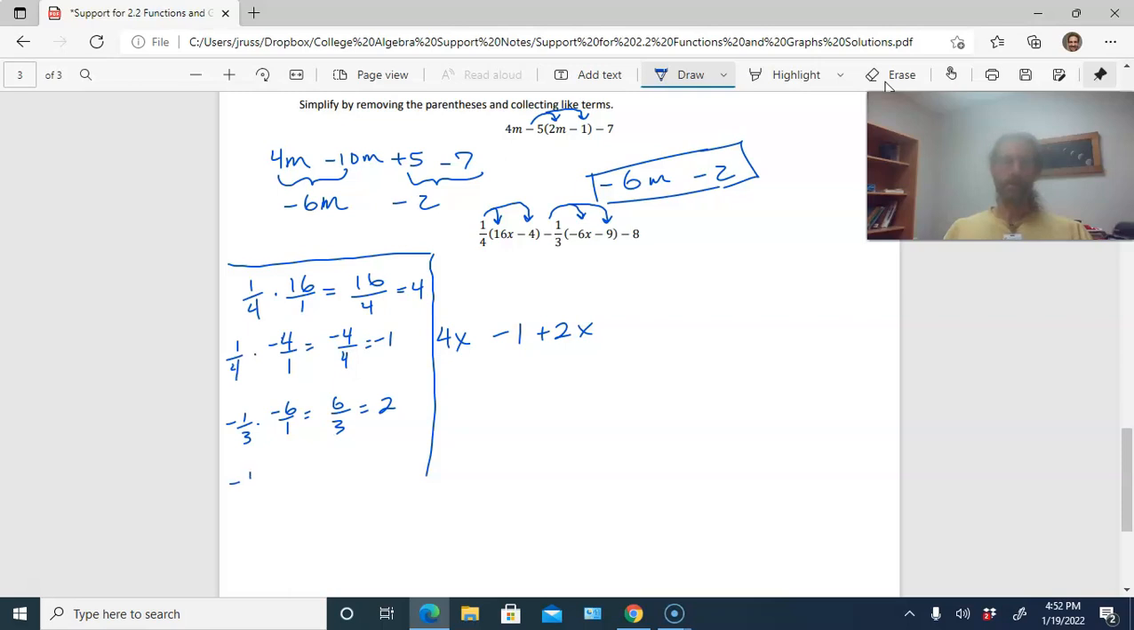And finally, guys, the -1/3 times the -9 right here. This is where I will take the shortcut. I got this negative 9 in the numerator. I've got this positive 3 in the denominator. If I divide those two, negative 9 divided by 3 is negative 3. And negative 3 times that negative 1 will be positive 3. Okay, so plus 3. And finally bring down that last constant, which is a negative 8. So check these in the calculator if you need to.